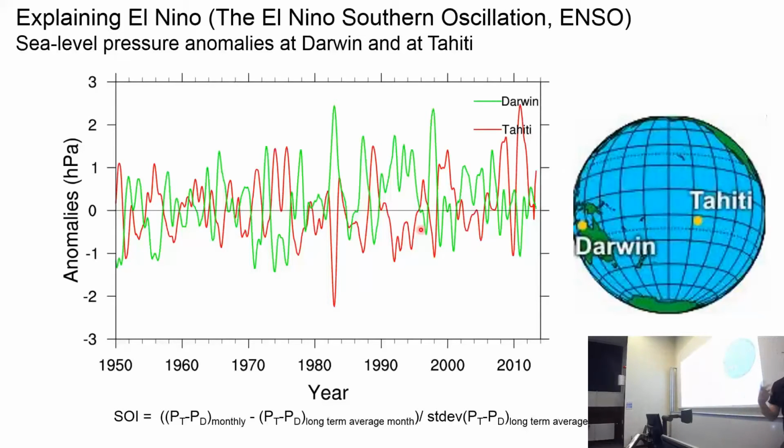And if you look at the atmospheric pressure at these two places and normalize them to the average atmospheric pressure at that site, you can see that when there's high pressure in Darwin, there seems to be low pressure in Tahiti. High pressure in Darwin, low pressure in Tahiti. And they seem to be completely opposite to each other. So there does seem to be some coupling of atmospheric circulation between these two sites. So they're very closely related to each other, although they're a long way apart.